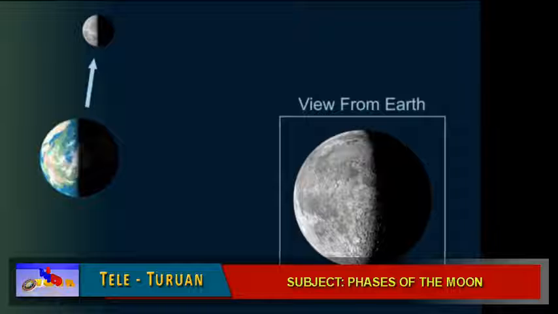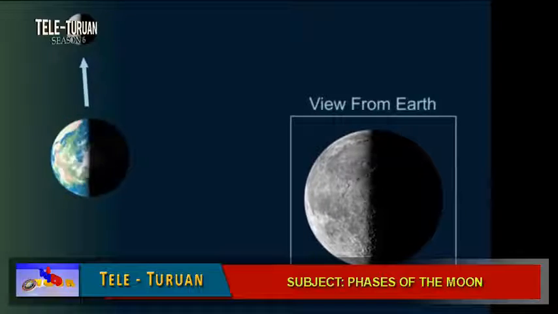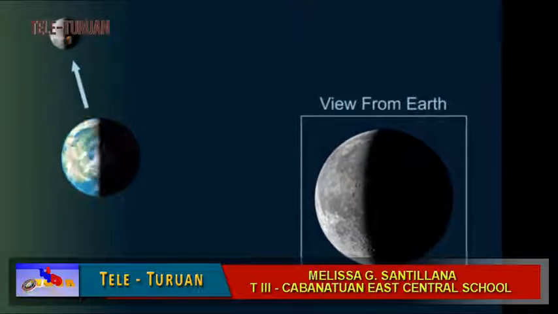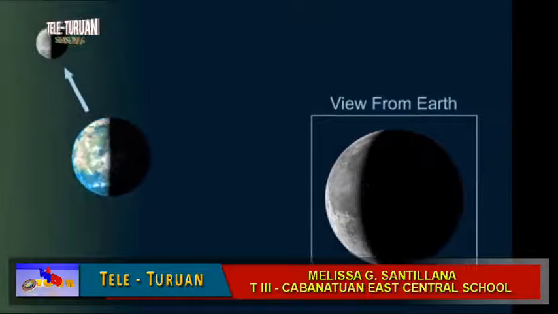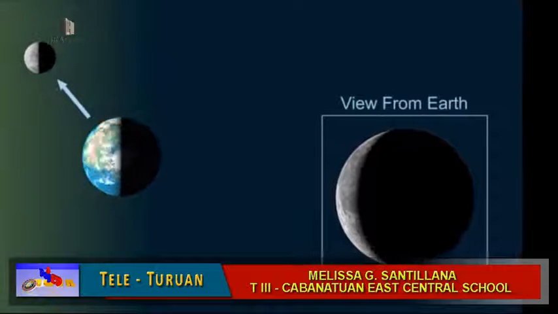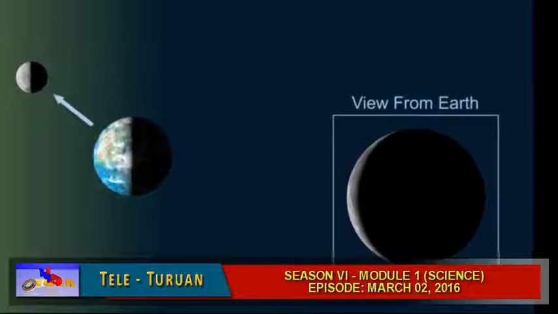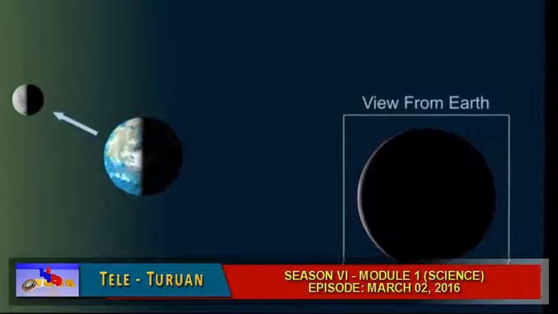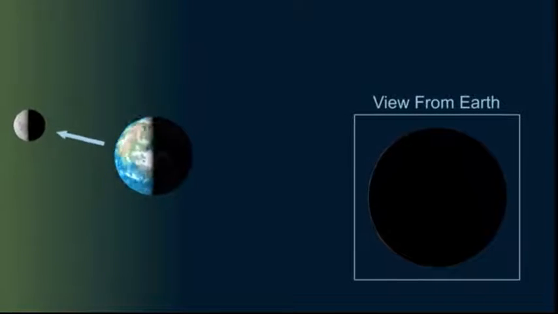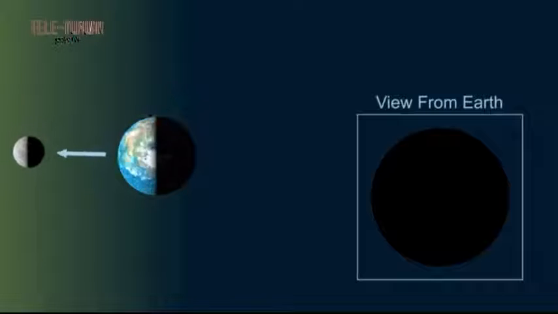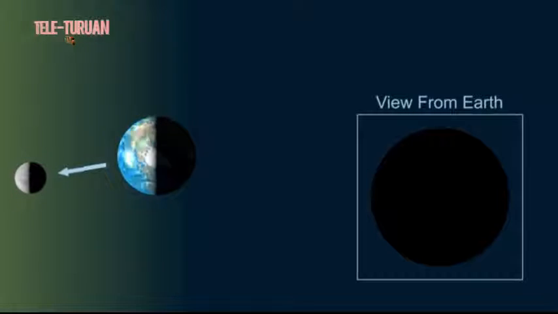This shows the different positions of the moon around the Earth with reference to the sun. Now observe the lighted part in each position of the moon. The revolution of the moon around the Earth makes the moon look as if it is changing shape in the sky.